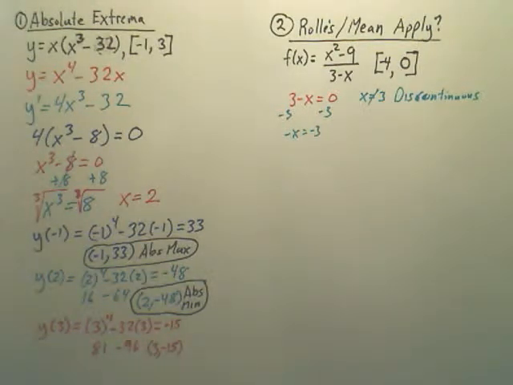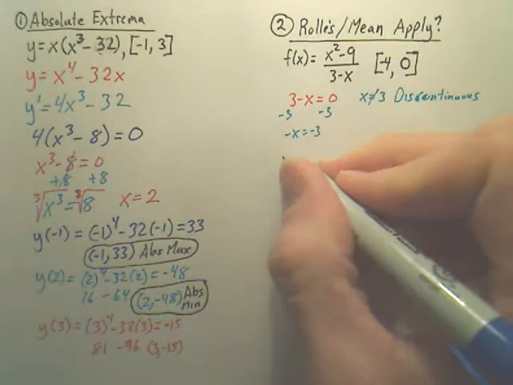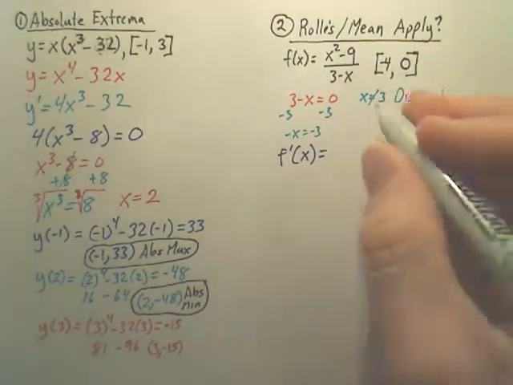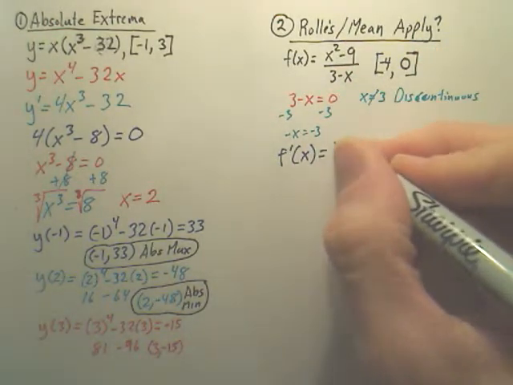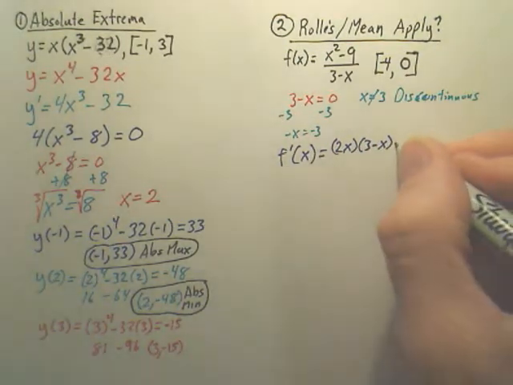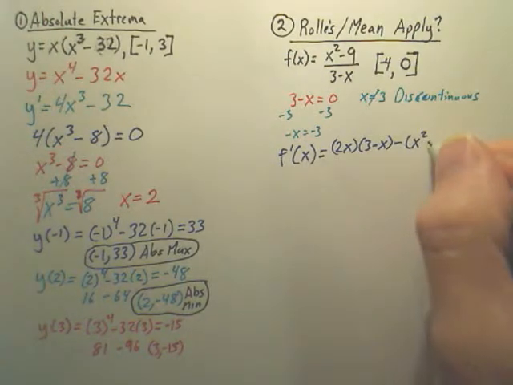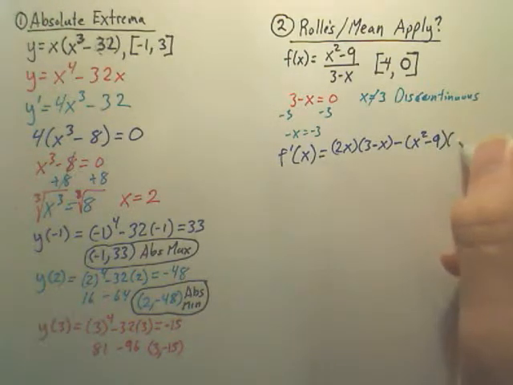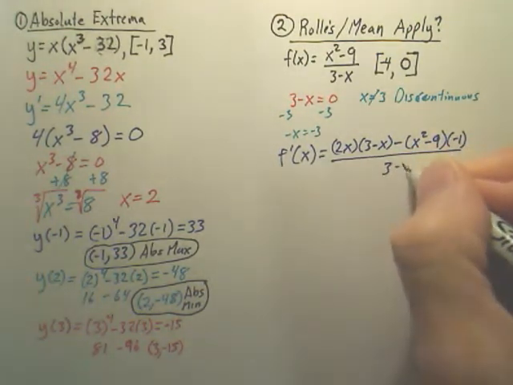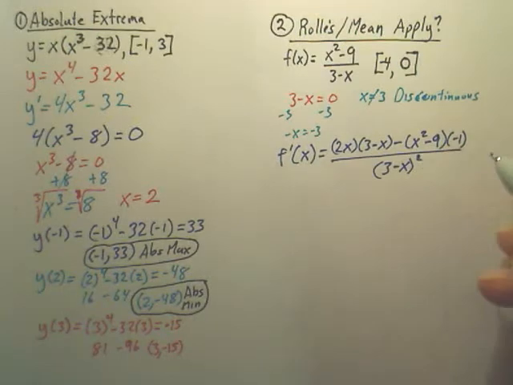Now we have to see if it's differentiable on the interval, so we have to find the derivative. You derive the top, which is 2x, leave the bottom, minus, derive the bottom, leave the top, all over the bottom squared.